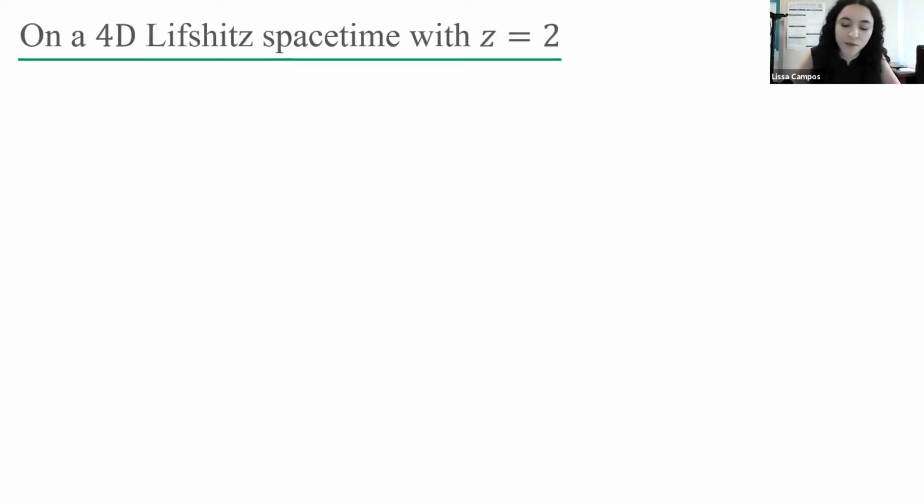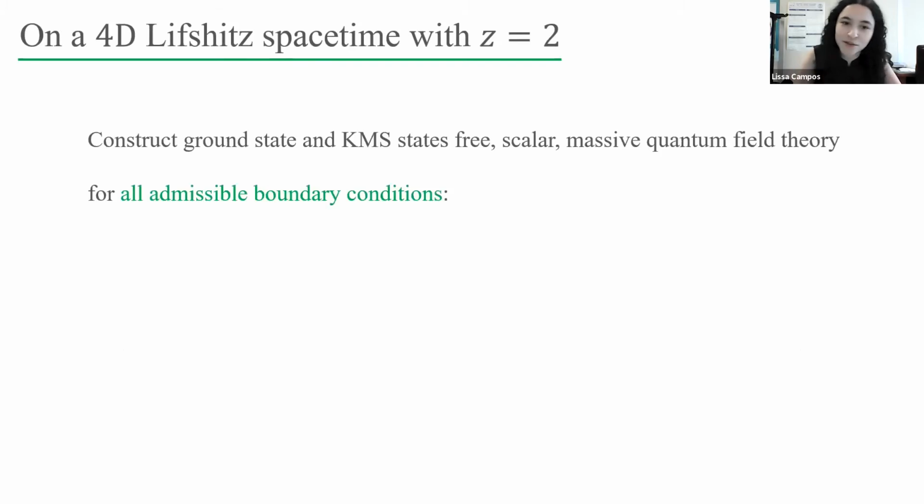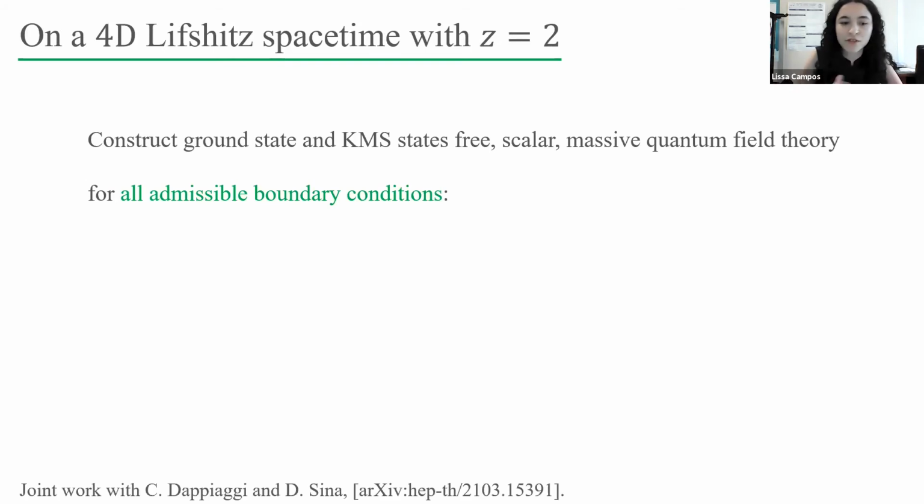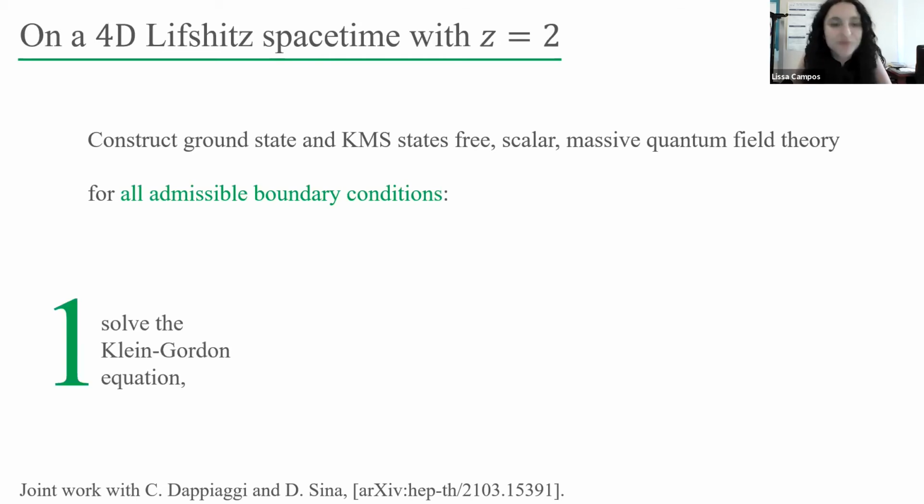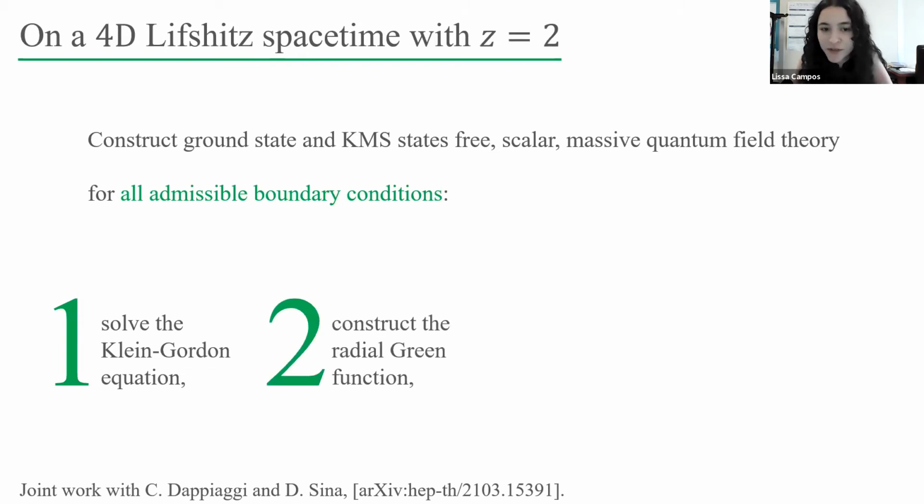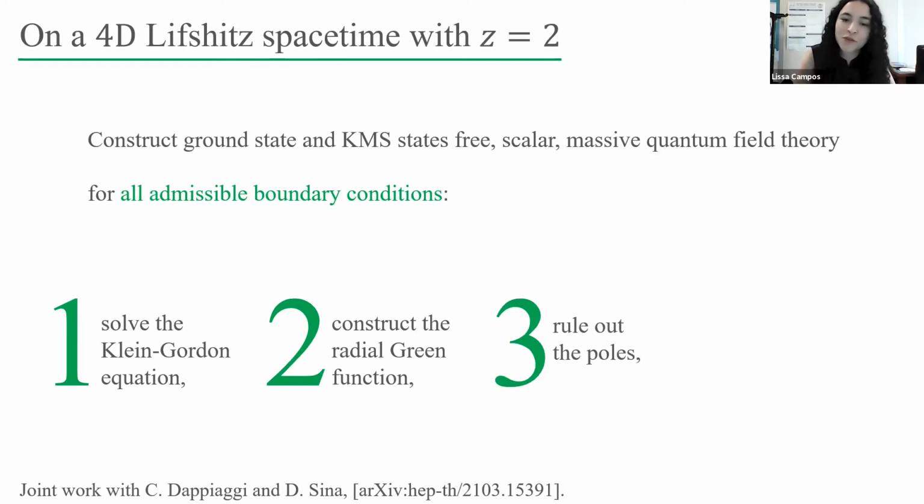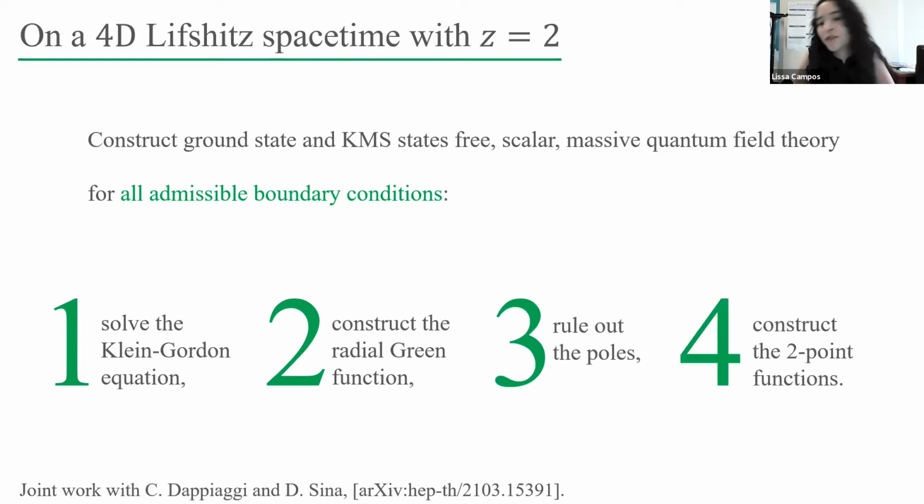Okay, so fix the 4-dimensional Lifshitz spacetime with critical exponent z equals 2. I'm going to show how we can construct a ground state and the KMS state, which is a thermal state, for a massive scalar quantum field theory. The work I'm going to present is joint work with Professor Claudio Dappiaggi and Messina, which is on arXiv. To do that, first I'm going to briefly solve the Klein-Gordon equation, construct the radial Green function, rule out the poles of the radial Green function, and with this we can construct the 2-point functions. So this is the outline.